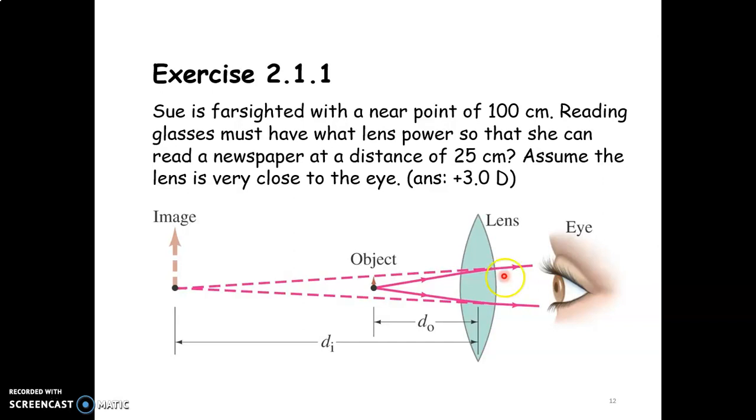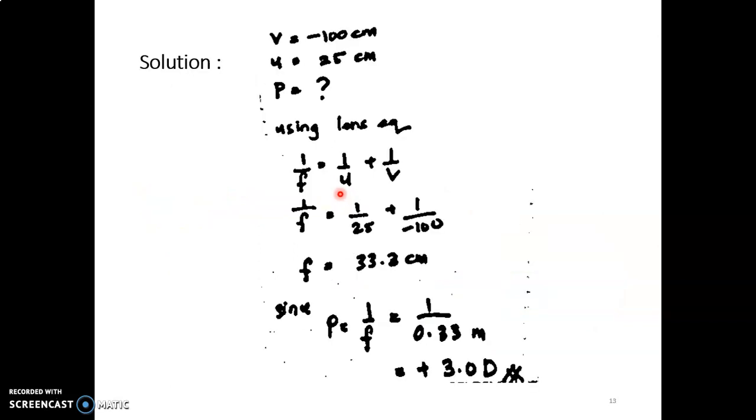So, let us try exercise 2.1. Sue is far-sighted with a near point of 100 cm. What power must her reading glasses have so she can read a newspaper at a distance of 25 cm? Assume the lens is very close to the eye. From the question, the image distance is equal to minus 100 cm. The object distance is equal to 25 cm. And we are going to find the power.